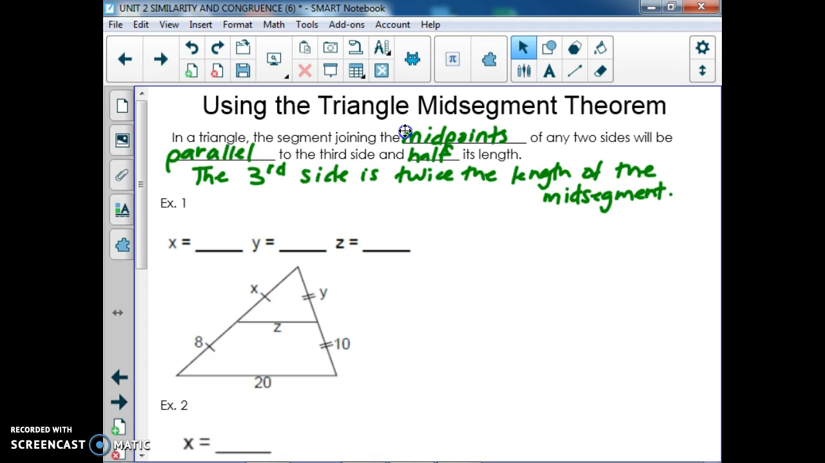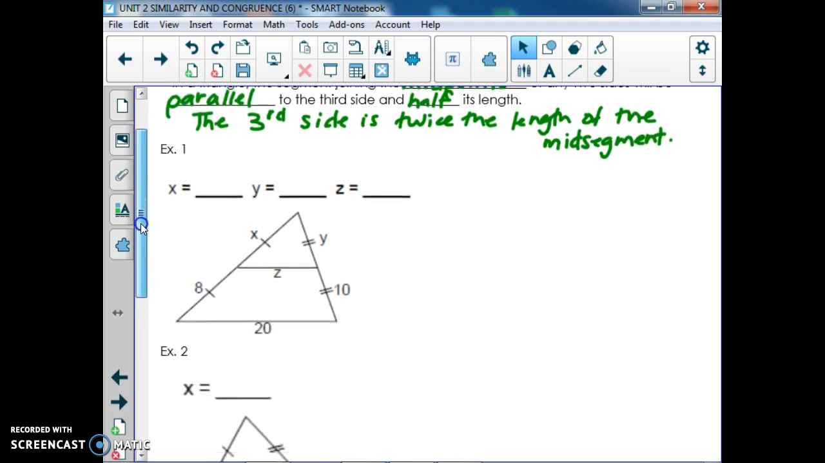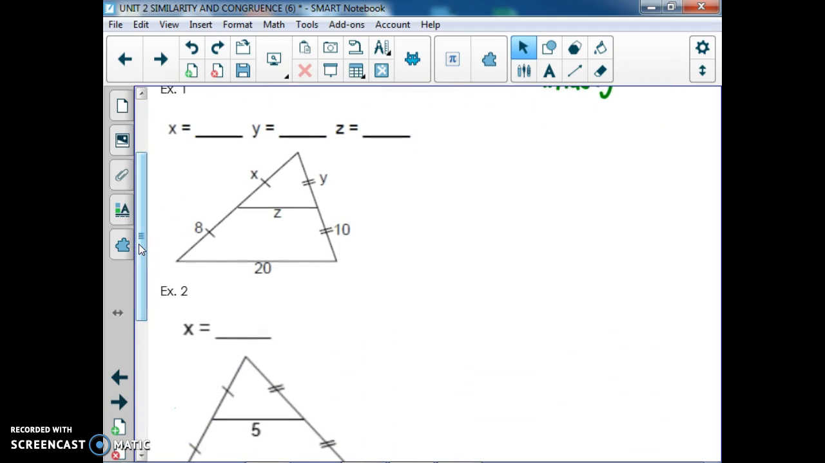All right, example 1. We have this triangle here. We're going to label it A, B, C, D, E. So we have the big triangle here, A, C, E, and the smaller triangle on the inside. First, let's identify what the midsegment is. Your midsegment is going to be BD.